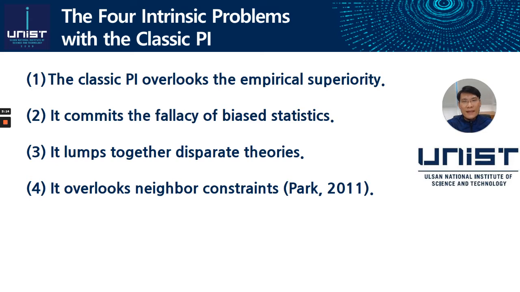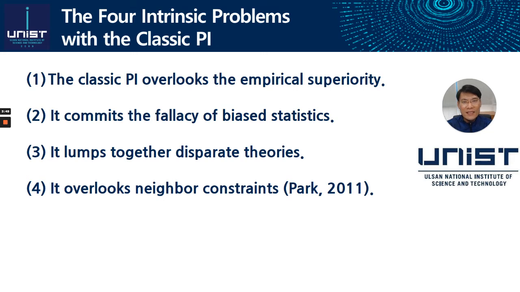Over the past several decades, scientific realists and pessimists had intense debates over the classic pessimistic induction. Their debates revealed that the classic pessimistic induction has the following four intrinsic problems. First, current theories are more successful than past theories. So from the fact that past theories were thrown out, it doesn't follow that current theories will be thrown out. Second, the classic pessimistic induction, invoking Laudan's list, commits the fallacy of biased statistics.